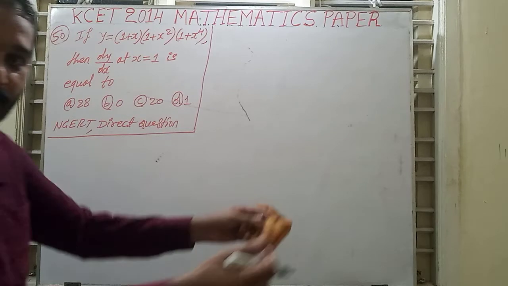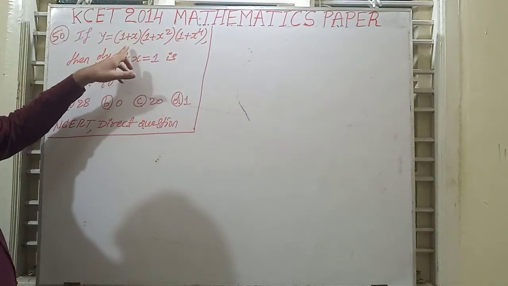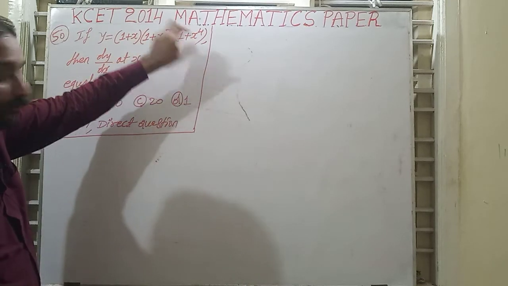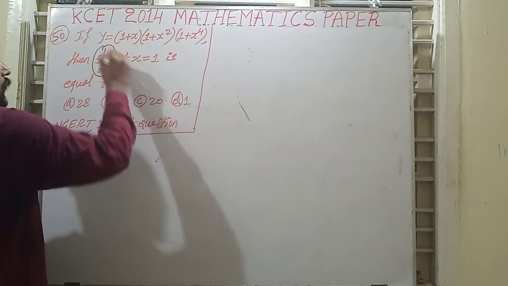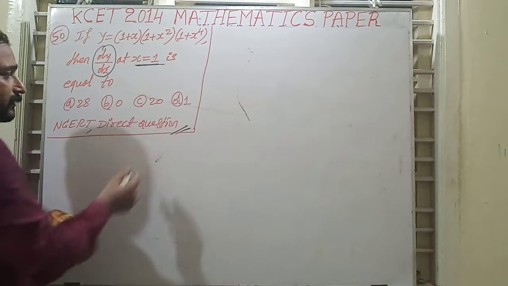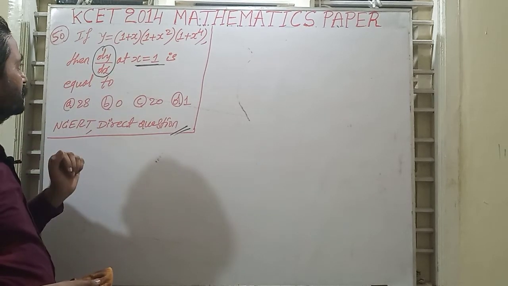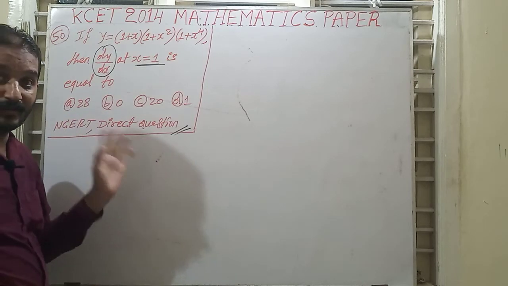So now let us move on to the next question, question number 50. If y is equal to (1 plus x)(1 plus x square)(1 plus x to the power of 4), then find dy by dx at x is equal to 1. NCERT direct question. Basically this problem is based on which topic? Differentiation, particularly logarithmic differentiation.